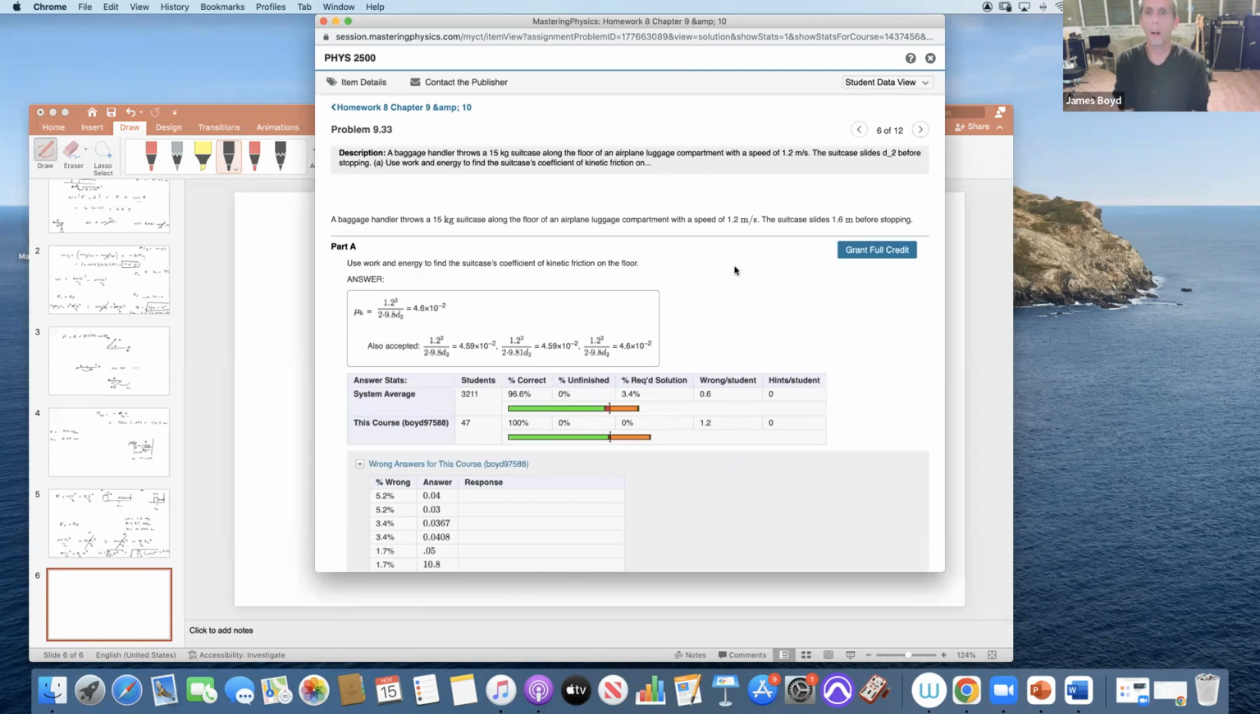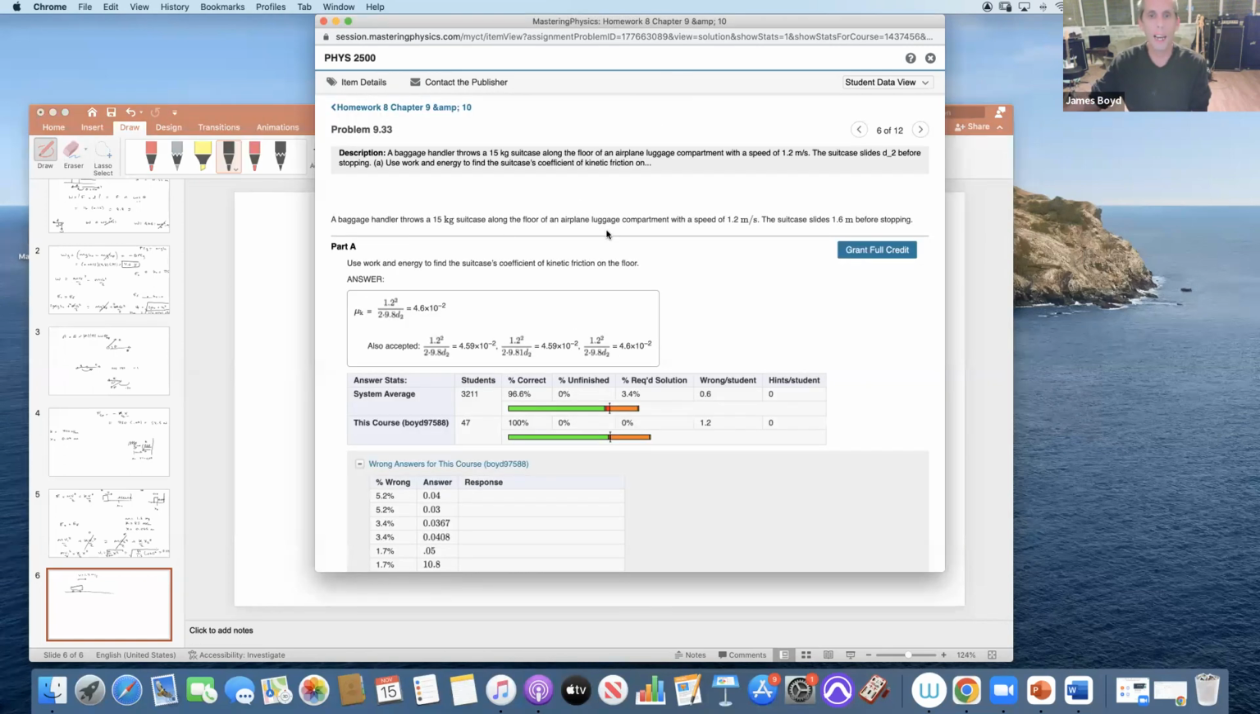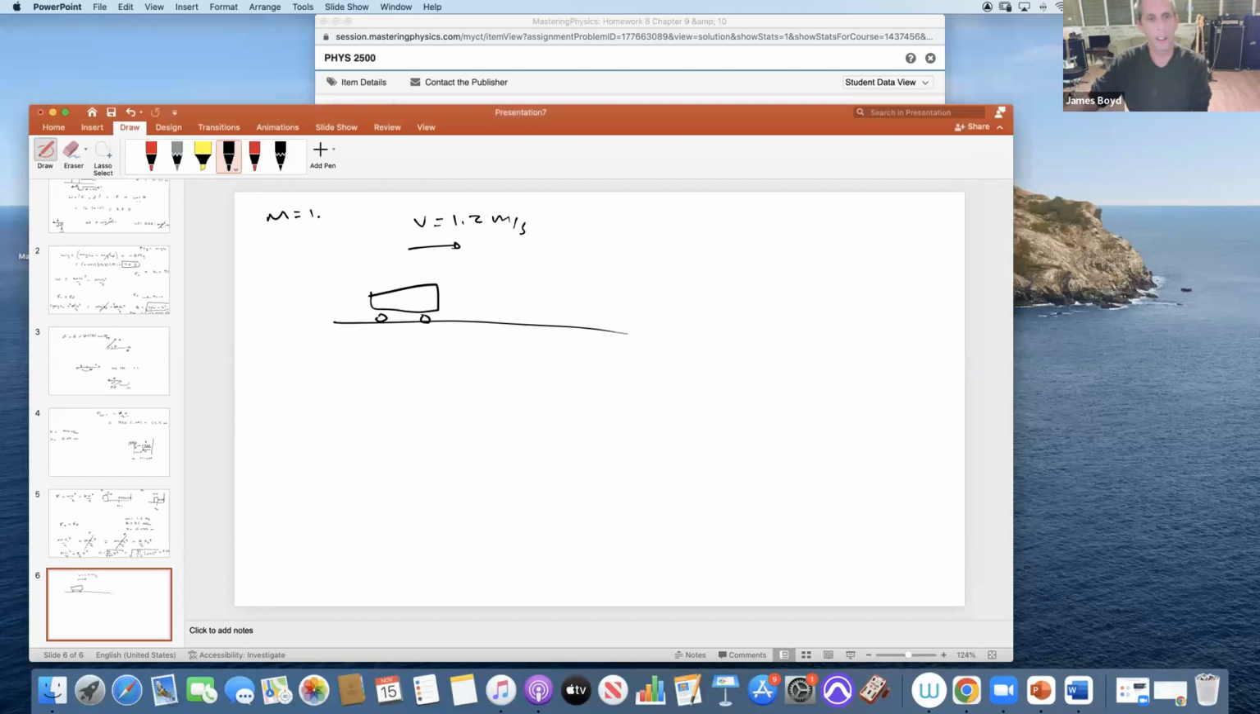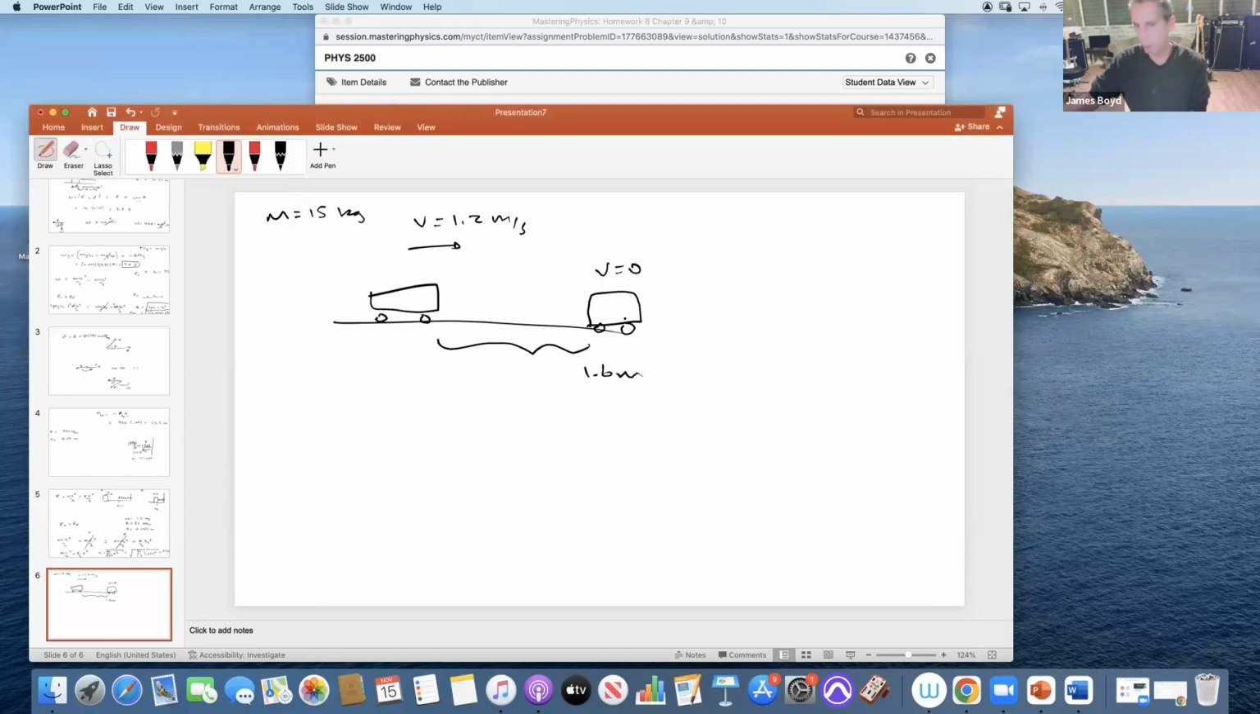All right. We want to know, on this, a baggage handler throws a suitcase, it rolls across the floor at an initial speed of 1.2 and slides to a stop after 1.6 meters. So let me draw this. It starts here and it's got a velocity of 1.2 meters per second, and it has a mass of 15 kilograms. And then it travels a distance of 1.6 meters, and it comes to rest.